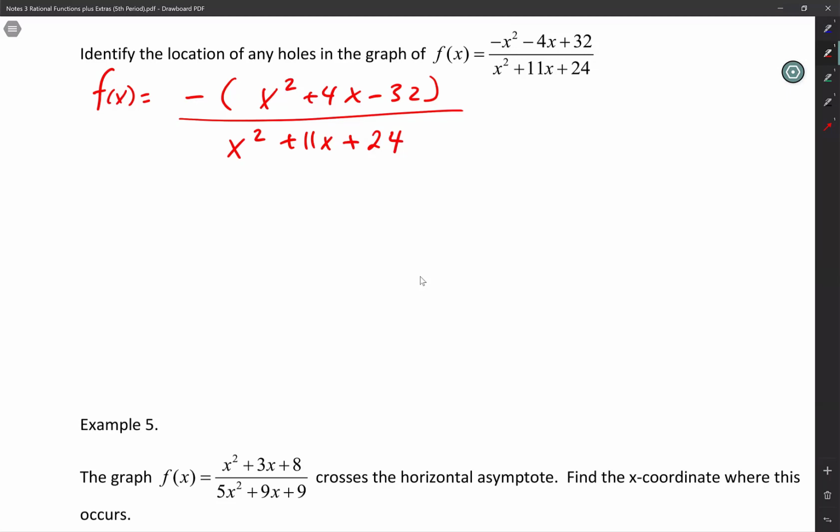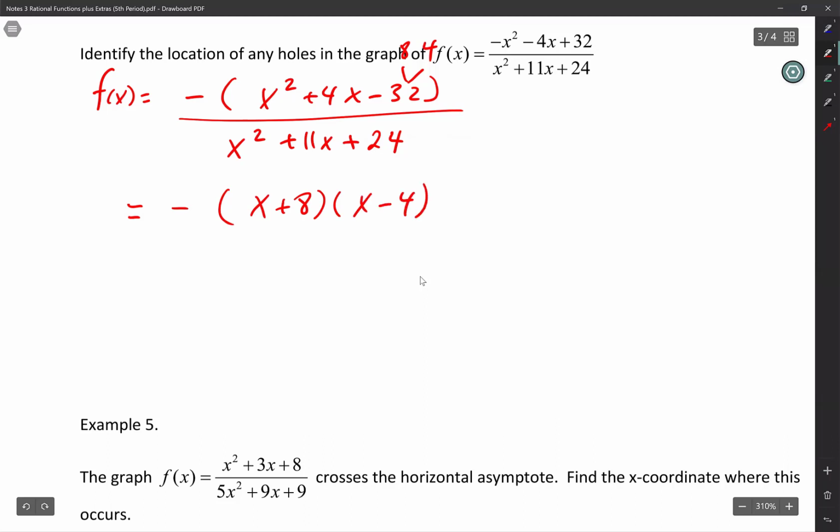So if you factor out the negative, it's easier to do. So look, now 2 numbers that multiply to give you -32, but add up to a +4. I see 8 and 4 there. Negative on the outside, x plus 8, x minus 4. 8 times -4 is -32. 8 minus 4 is a +4.